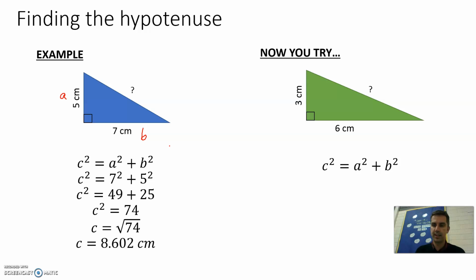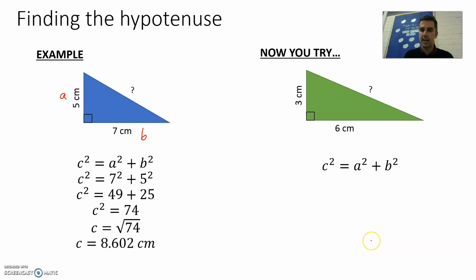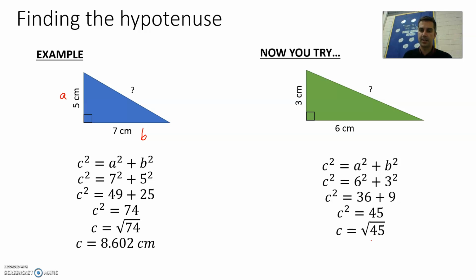So again, we're going to use that same formula, C squared equals A squared plus B squared. So that's 6 squared plus 3 squared, which is 36 plus 9. That's 45, and so C will be the square root of 45, which is about 6.71 centimeters. So hopefully you got that one okay.